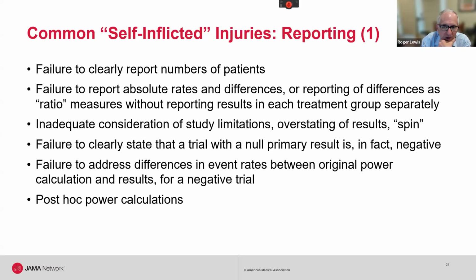Don't try to spin a trial with a negative primary result into a positive result. If there are positive or suggestive things within secondary endpoints or analyses, it is fine to point those out and to place them into context in the discussion, but do not try to turn them into bottom line results in your abstract or your final conclusion statement of your trial. That makes it look like you're trying to spin.